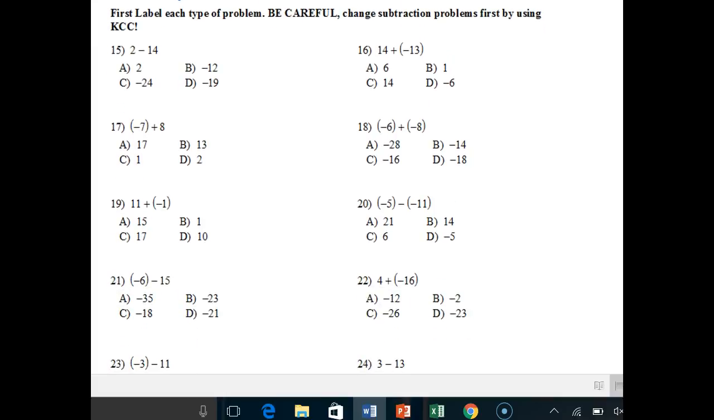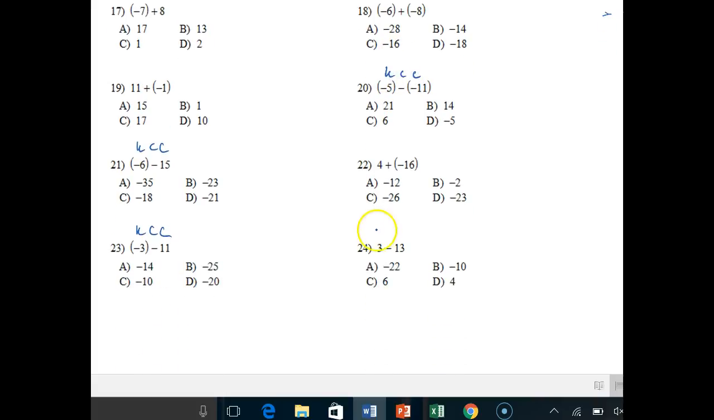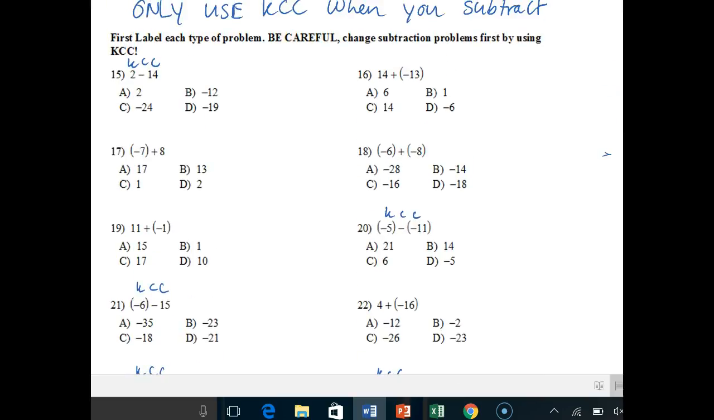Right, so here I'm going to use KCC. No KCC, no KCC. Here, I'm going to use KCC. Here, I'm going to use KCC. No KCC, no KCC. Here, I will use KCC. And on 24, KCC, right? So I will do the odds.